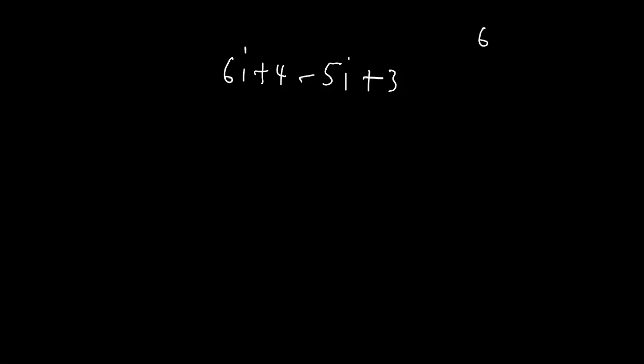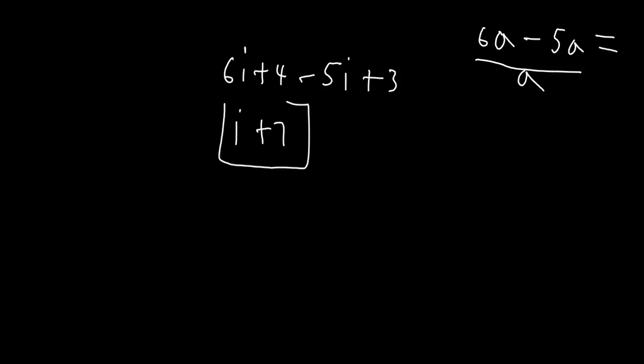Well, let's just say you had the variable a instead of i, okay? 6a minus 5a. Well, this is going to be equal to a, and we involve the same method of subtraction in this problem here, right? 6i minus 5i would just be i. 4 plus 3 would just be 7, and then that's your answer for the simplification process.